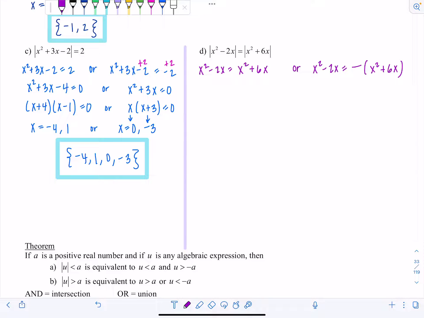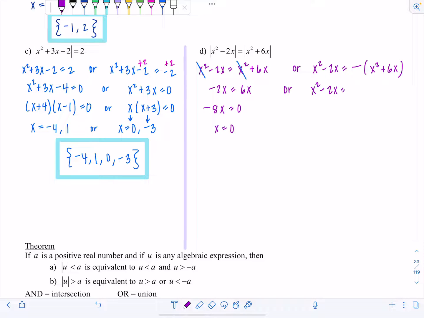Good. Now let's go through and solve each of these equations. If I look at the first one, the x squared actually cancels out entirely. So I have -2x equals 6x. I could subtract 6x from both sides. -8x is 0. Divide by -8, so x is 0. That one wasn't bad.